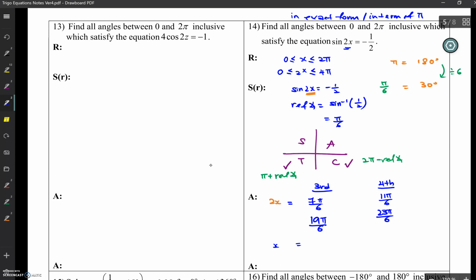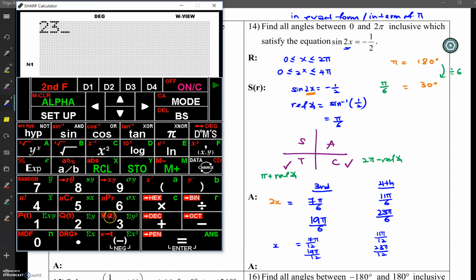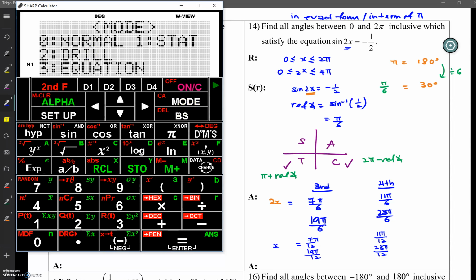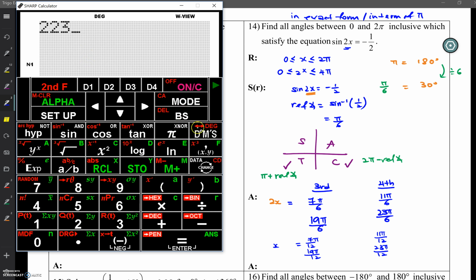7 over 6 divided by 2 is just 7 over 12, or 7 pi over 12. Here you will get 11 pi over 12, 19 pi over 12, and 23 pi over 12. Okay, and that's all for the answer. And if you do a quick check, right, 23 divided by 12 is actually less than 2 pi. So it's the correct range.